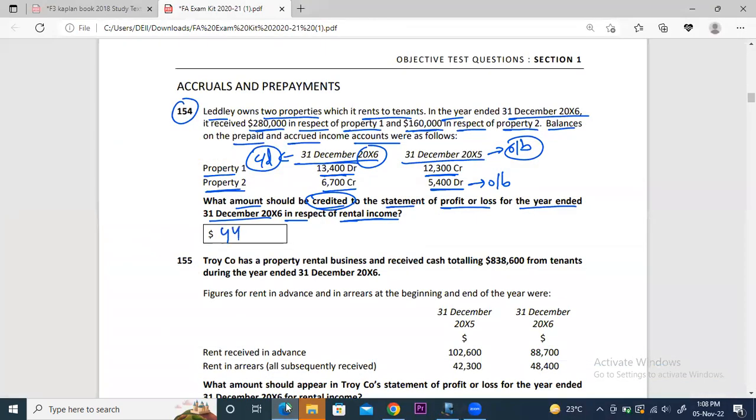Now it's not important that in every question they will ask you this. Maybe they can ask you the closing accrual as well, or a closing prepayment as well. But those questions we will do gradually as we move forward. Now let's do 155.